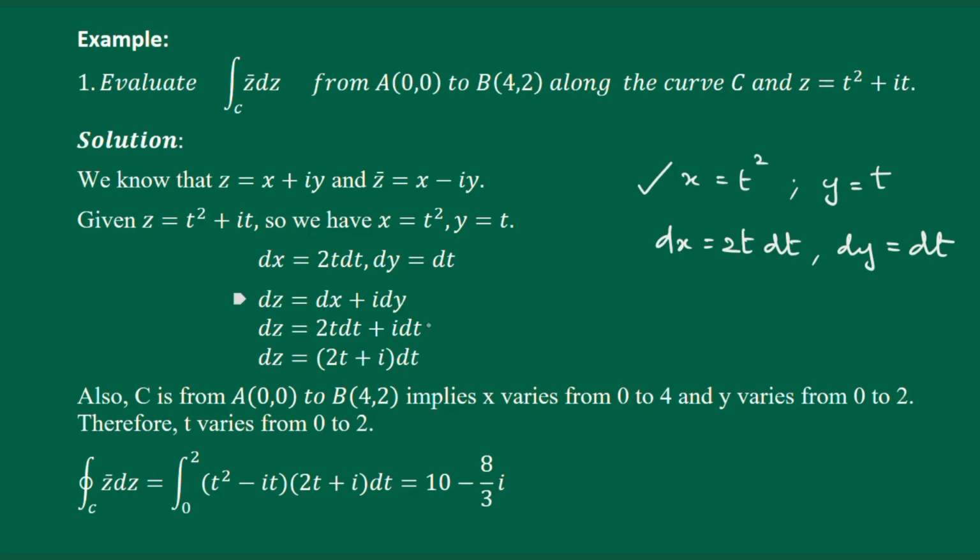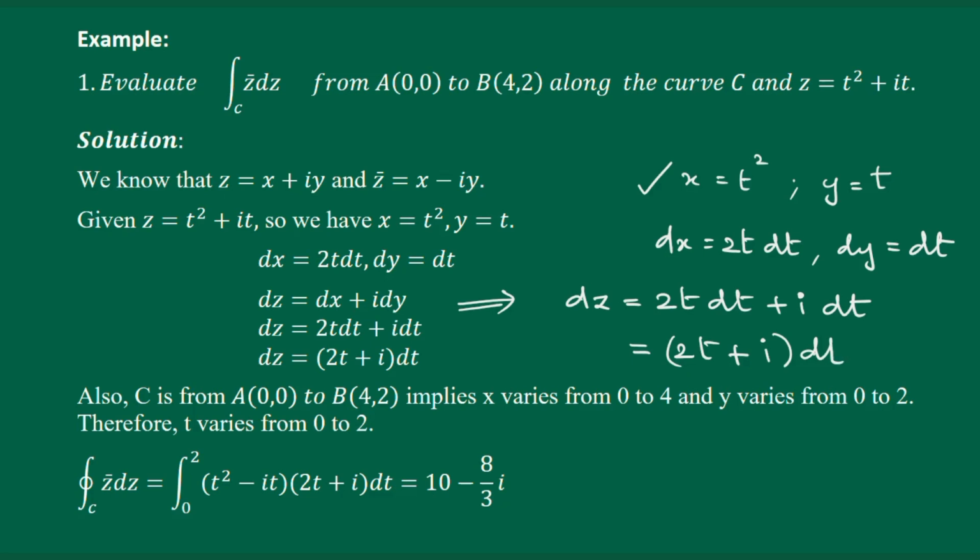From dz is equal to dx plus i dy, dz is equal to 2t dt plus i into dt. We can take dt as common, so we have 2t plus i into dt. So dz can be replaced as 2t plus i into dt. That is what we have here.